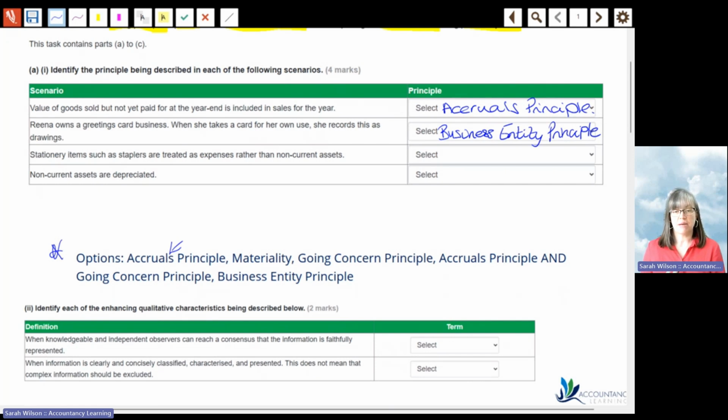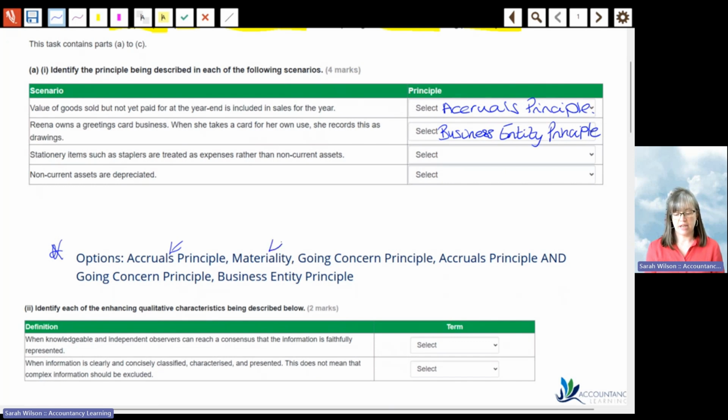Stationery items such as staplers are treated as expenses rather than non-current assets. So here we're going to be talking about the value of something. So when you are recording a non-current asset, it's normally based on a policy of capitalisation within the business. So a particular item over a certain value would be able to be put on the non-current asset register and then depreciated over time. But stationery items such as staplers, which may cost a very small amount, wouldn't be classified in the same way. They are just expenses to the business in that period.